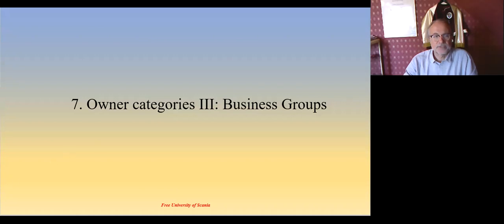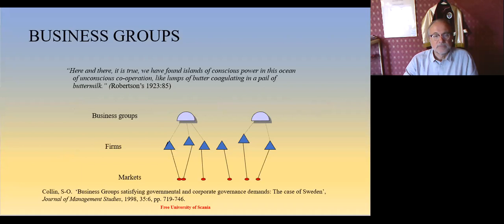So, section 7, owner categories, business groups. I start with this slide because I use a citation. This presentation is based on an article from '98 on which the theories were created. The title is "Business Group Satisfying Governmental and Corporate Governance Needs." So I will present the ideas. I will present data here from the mid 2010s.